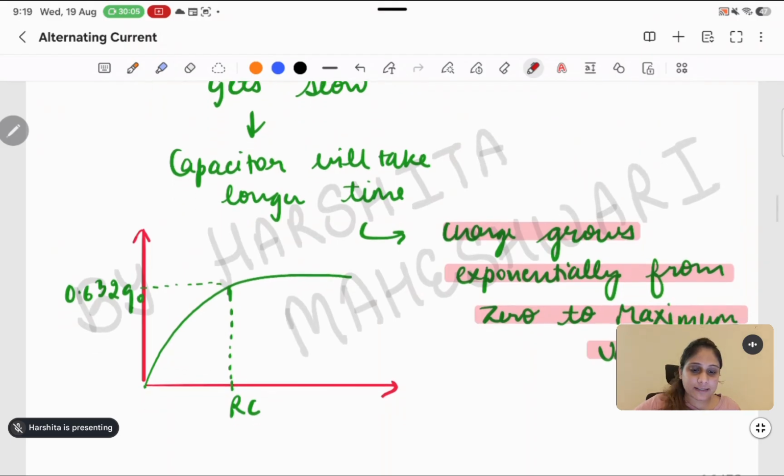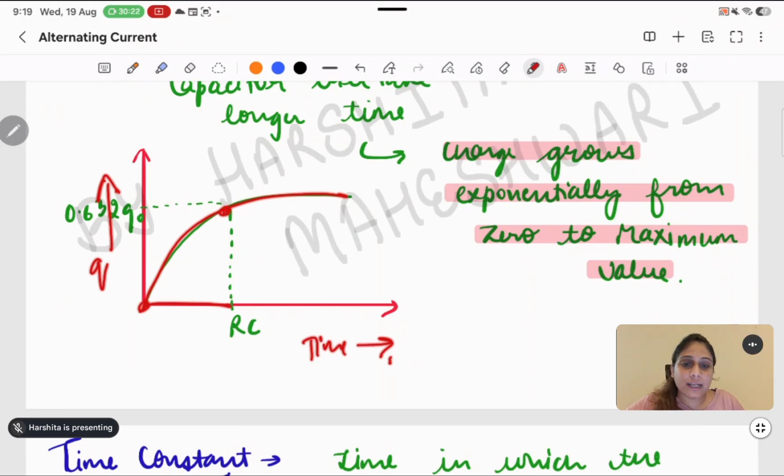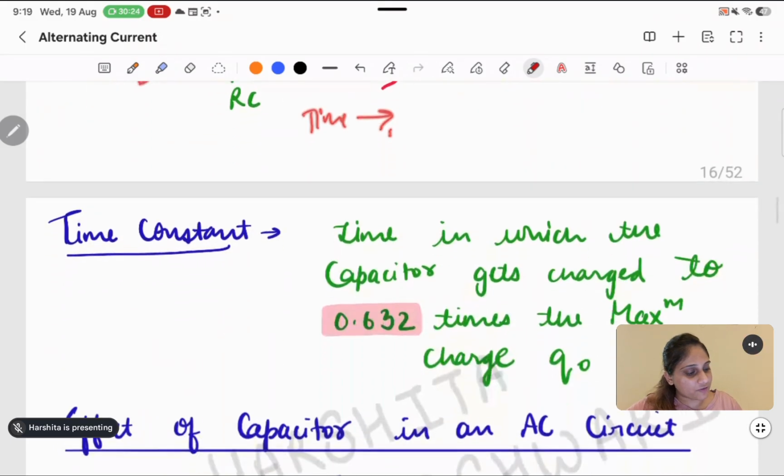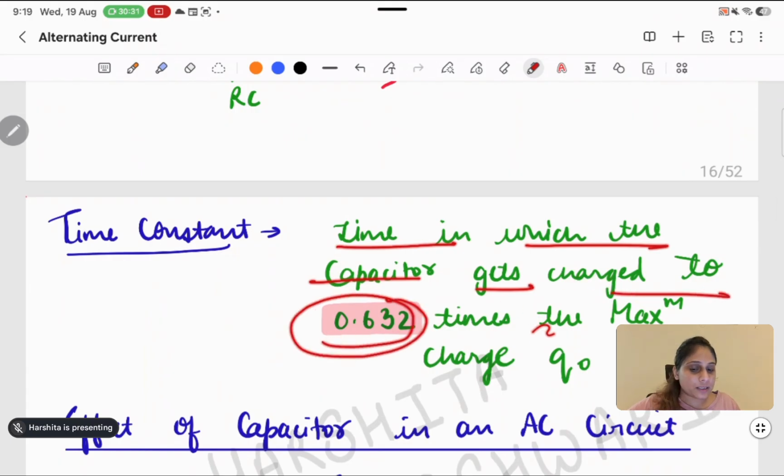Now clearly we can see that the charge will be growing exponentially, right? This is the value of the charge on the y-axis and this is my time. So the charge will be varying exponentially from zero value to a maximum value somewhere, right? So we can define the time constant, which is the time in which the capacitor is getting charged to 0.632 times the maximum value of the charge Q naught.